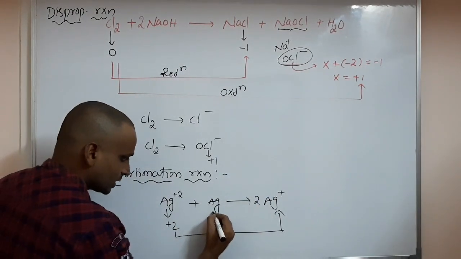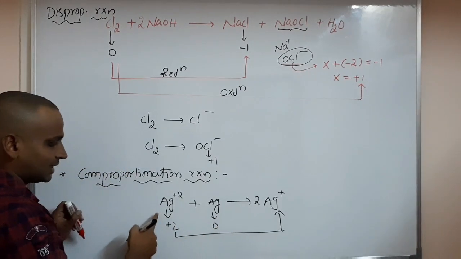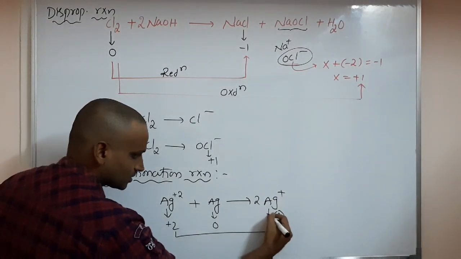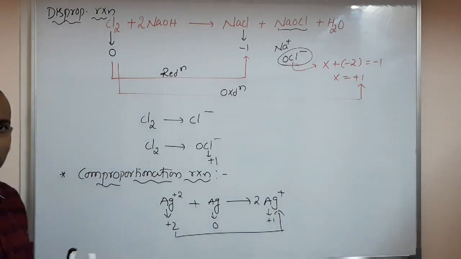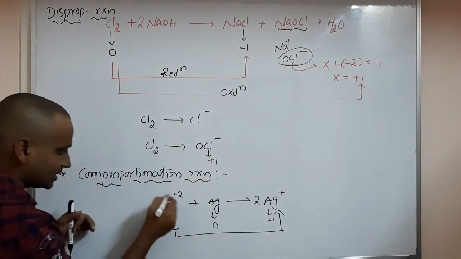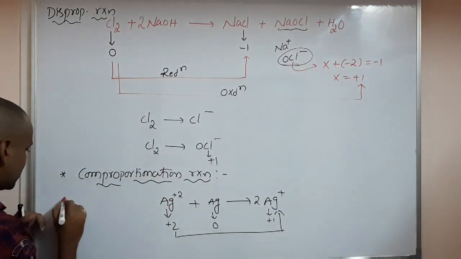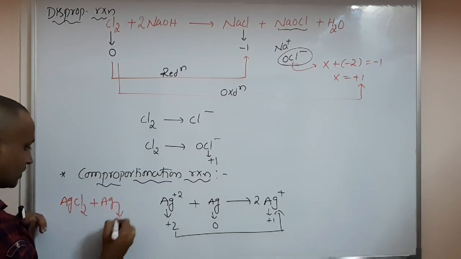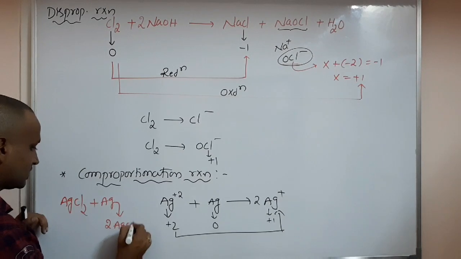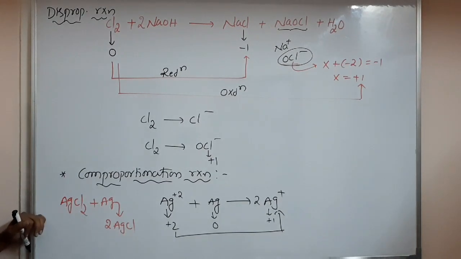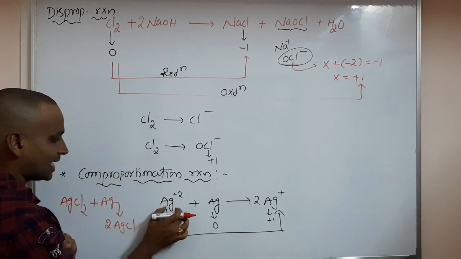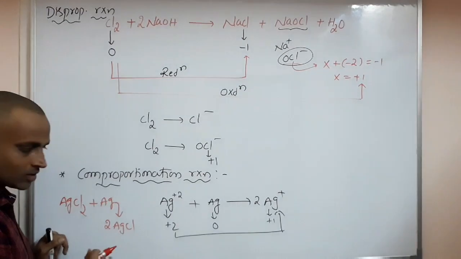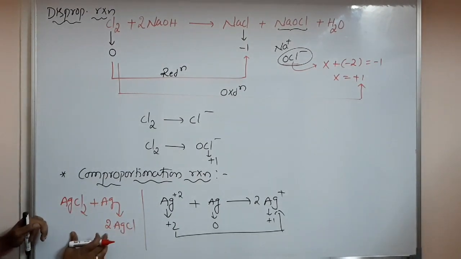Here, what is the silver oxidation state? 0. Ag2+ here, Ag 0 here, and Ag+ means here silver is +1. So what you observed, I consider Ag2+ understood, like AgCl2. When it reacts with Ag, it converts to 2 moles of AgCl. Understood? But I am writing only silver, just neglecting the Cl minus. So in this way you can write it otherwise.